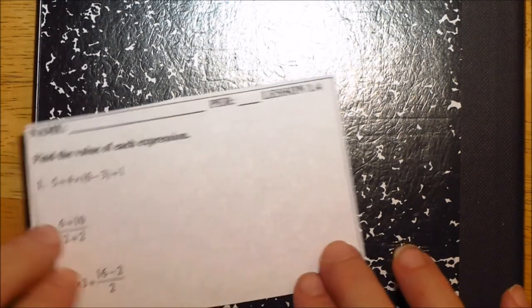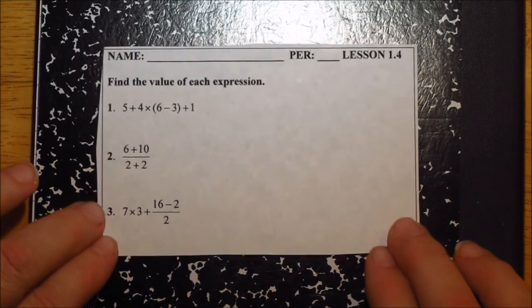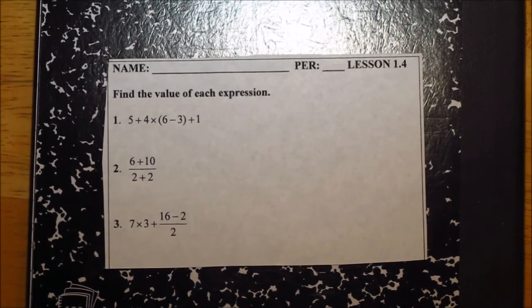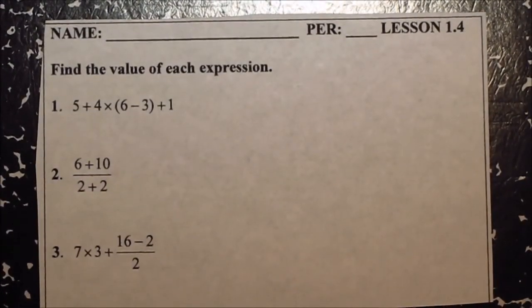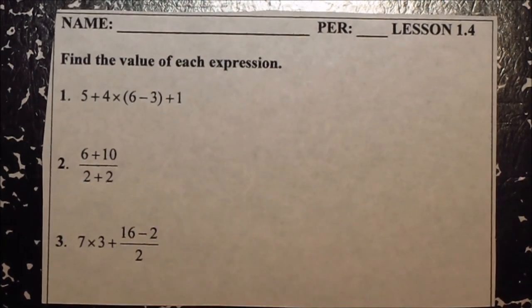Last is your exit ticket. And as I always tell you, exit ticket, I don't give you the answer to these. These are just for extra practice, or your teacher may use it for something else. Okay, so that's the end of lesson 1.4. Remember, the only way to learn math is to do math, and mistakes are proof that you're learning.